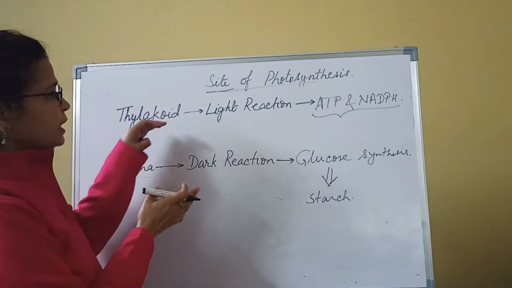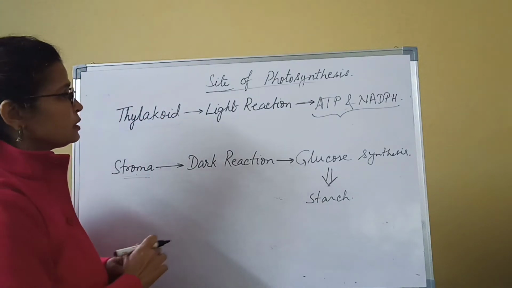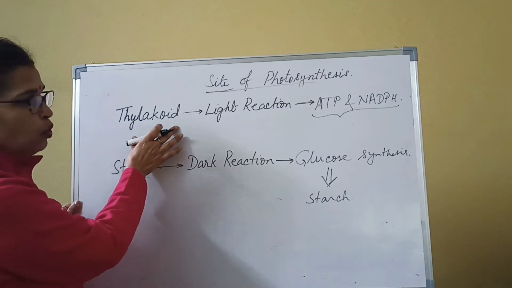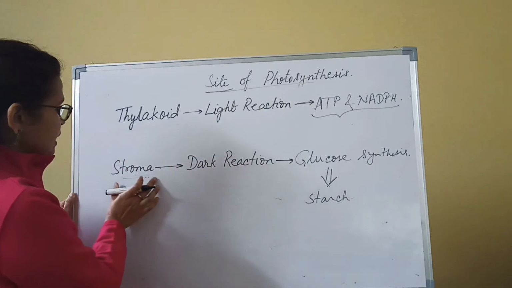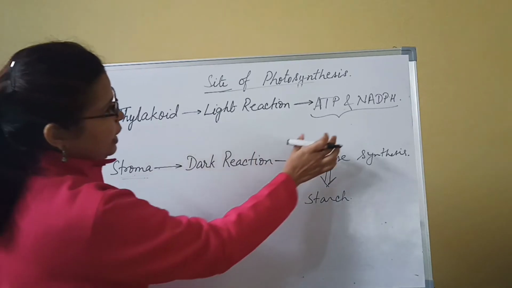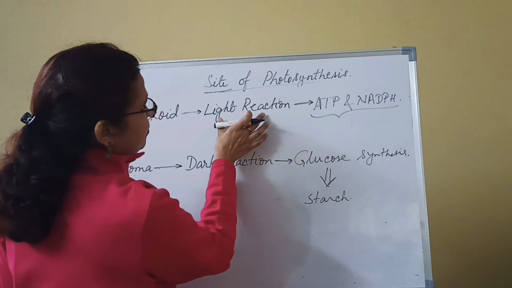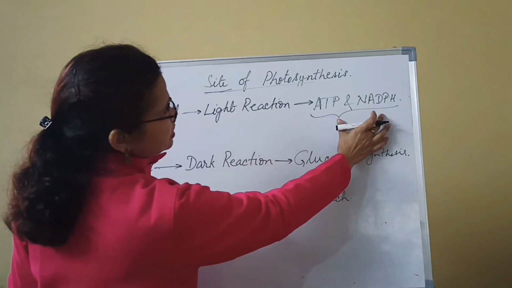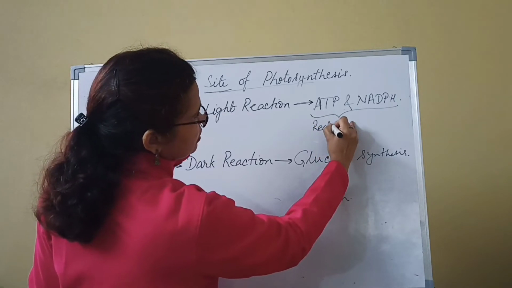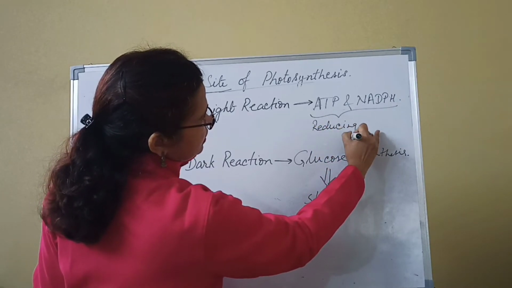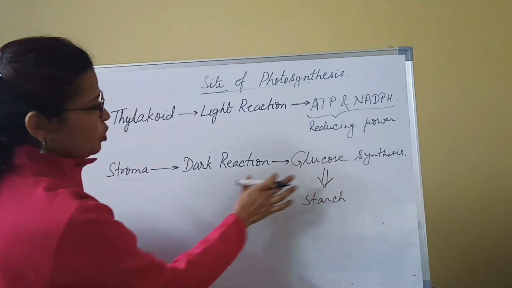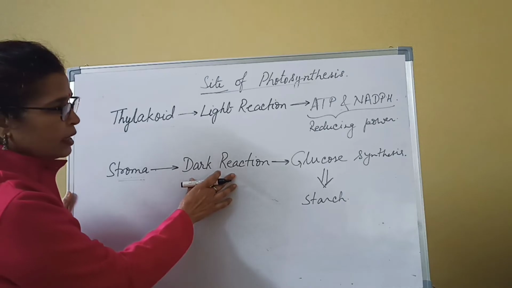So there is a complete division of labor in photosynthesis. Light reaction takes place in the membranous structure called thylakoid, and dark reaction takes place in the stroma, the fluid inside the chloroplast. The products of the light reaction are ATP and NADPH. They are also called the reducing power. And the glucose is synthesized by the dark reaction.